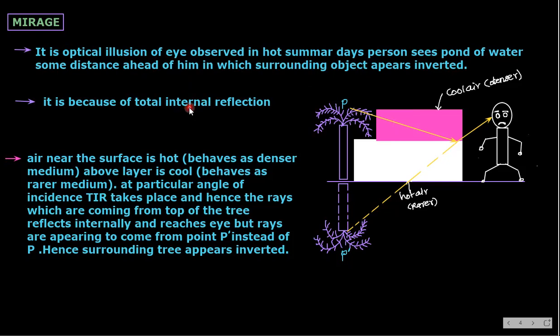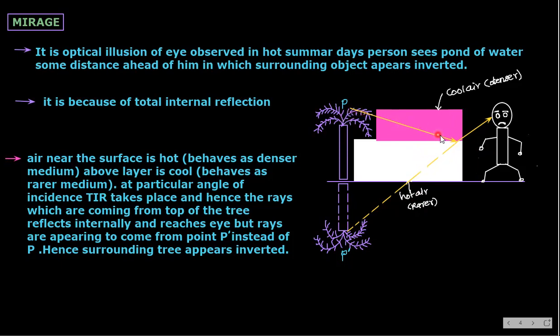And this phenomenon is because of total internal reflection. See here, I have drawn the diagram. Here is a tree and this is a person. Now this layer, I have not drawn it fully, but this complete layer is of a rarer medium, and this is a denser medium, because the air which is near the earth surface, due to heat, is hot air, and that's why it will behave as a rarer medium. This one is cool air as compared with this, that's why it will behave as a denser medium.